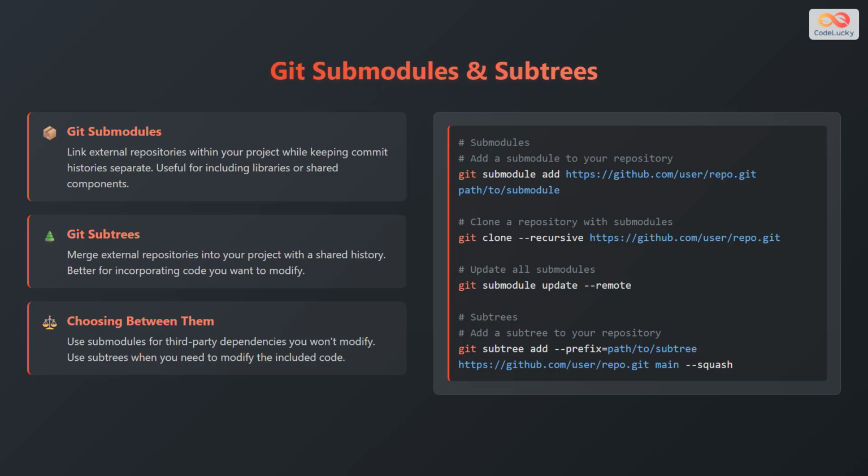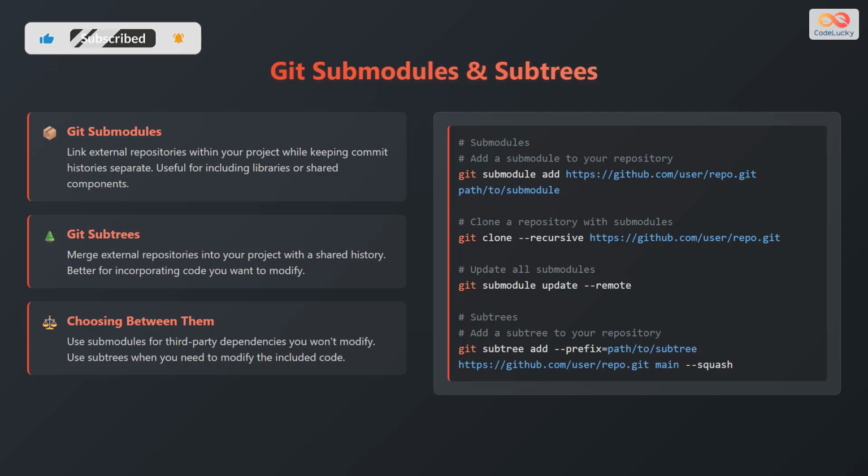Git submodules allow you to link external repositories within your project while keeping their commit histories separate. This is useful for including libraries or shared components. Git Subtrees, on the other hand, merge external repositories into your project with a shared history, which is better for incorporating code you plan to modify.